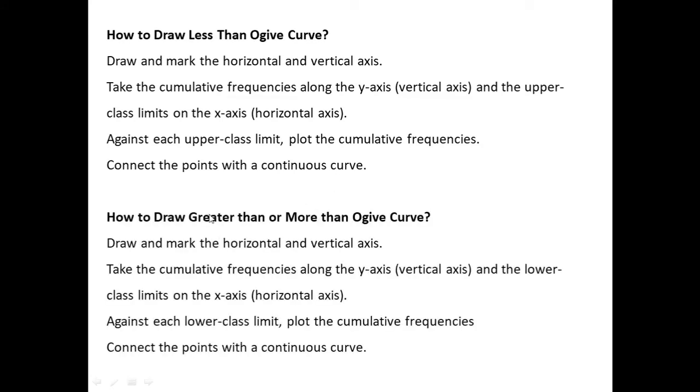How to draw greater than or more than ogive curve? First, we have to draw and mark the horizontal and vertical axis like the previous case. But here we will take the cumulative frequencies along the y-axis and the lower class limits on the x-axis or horizontal axis. Against each class limit, plot the cumulative frequencies, and by connecting the points we can make a more than ogive curve.